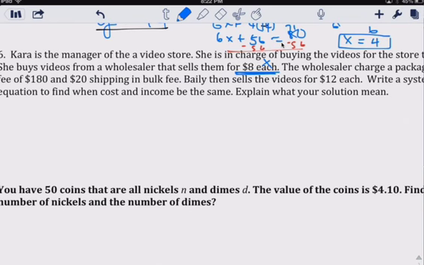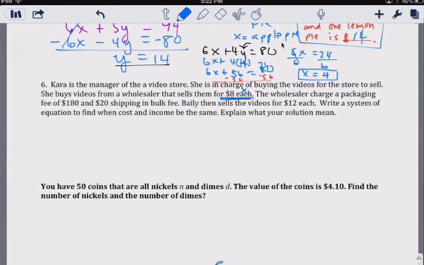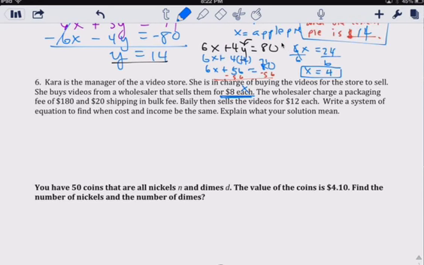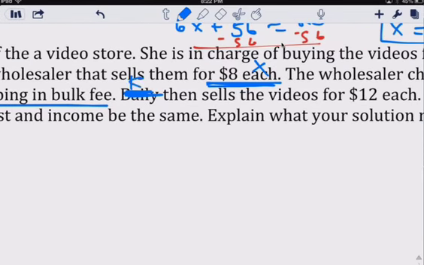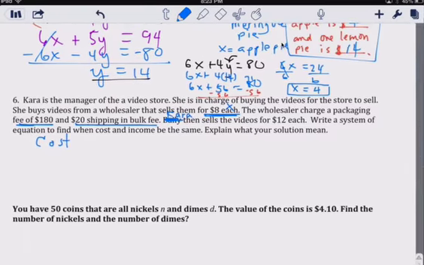So x is for the number of videos. The wholesaler charges a packaging fee of this much, and this much for shipping. So this is all Kiara's cost. She buys the videos for $8, but they charge for packaging and shipping. Oh, Bailey, I'm sorry. I meant to change this to Kiara because your other word problem had Bailey in it. So if you can find that one, it's the same word problem.